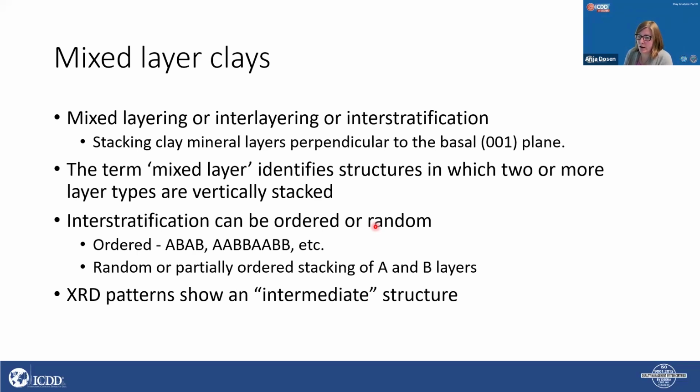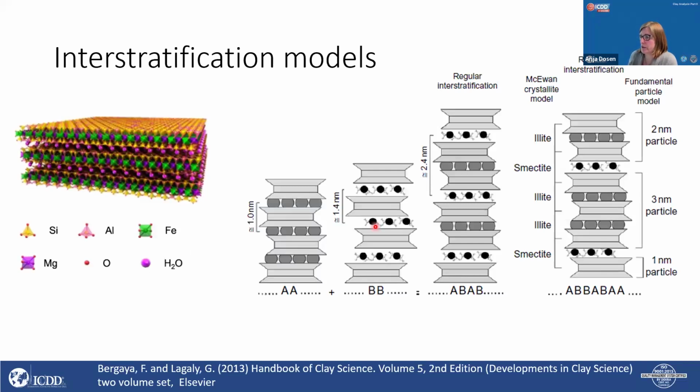We can have an ordered sequence, where stacking is done in some sort of order, or a completely random sequence, where we take 2 decks of cards and just keep mixing them together. When we look at the XRD patterns, we end up seeing an intermediate structure out of these mixed layer clay minerals. So here are some examples.